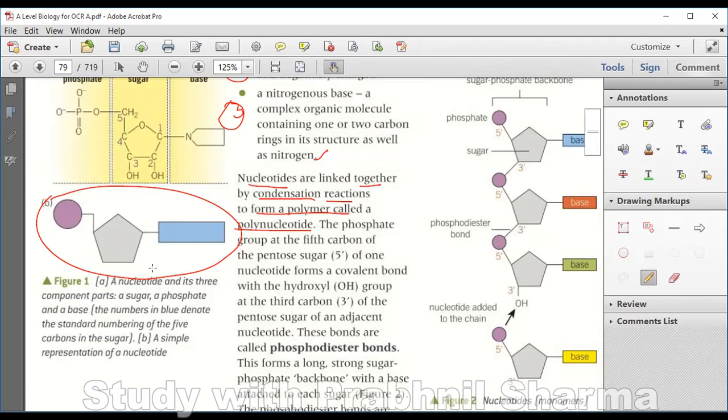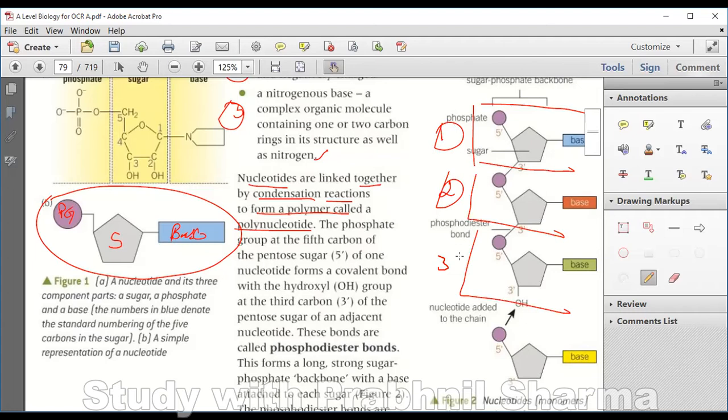Okay. Now, if you see, a nucleotide has three components. This is sugar. This one is blue. The nucleotide consists of three components: a sugar, a phosphate group, and a base. This is a base, and this is phosphate group. Clear? Okay, now if you see, this is first, this is second, third. So these three are connected together.